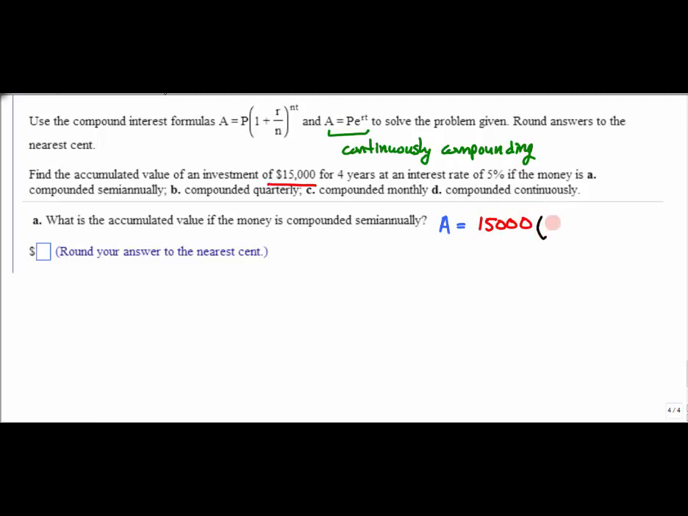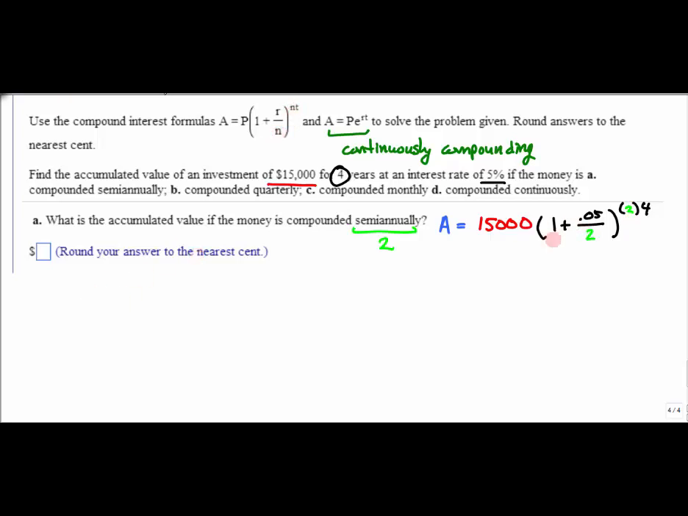And then I have 1 plus r. R is my interest rate, so that's 5%, but I write it in as a decimal, 0.05, over n. Well, we'll talk about the n here in a little bit. And then I have an exponent of n, and then t is 4 years. Now for this example, when I say semi-annually, that means I'm going to look at this accumulating or compounding twice per year. So a 2 would go in for my formula for n up here.